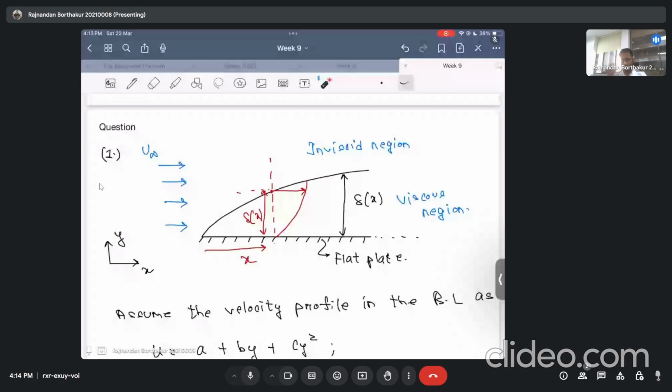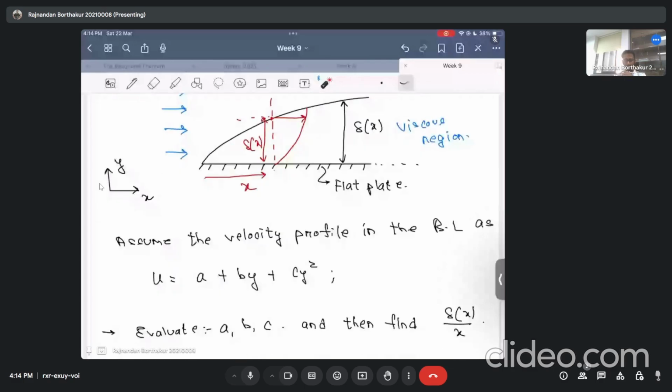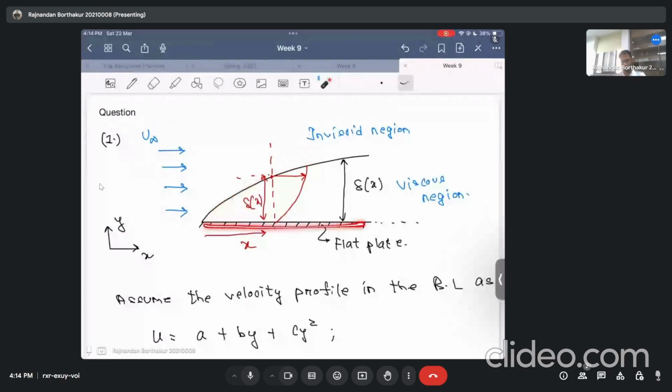And what they said is that they are now asking us to assume a velocity profile in the boundary layer of this form, which is a plus b y plus c y square. This is the velocity profile they have asked us to assume. And then the first task is that they are asking us to evaluate these constants based on appropriate boundary conditions that we can apply in this boundary layer theory. Okay, that's the first task, that we need to evaluate these constants which are unknowns a, b, and c, by using appropriate boundary conditions for this velocity profile. Okay, and the fact that there is a flat plate that is present here.